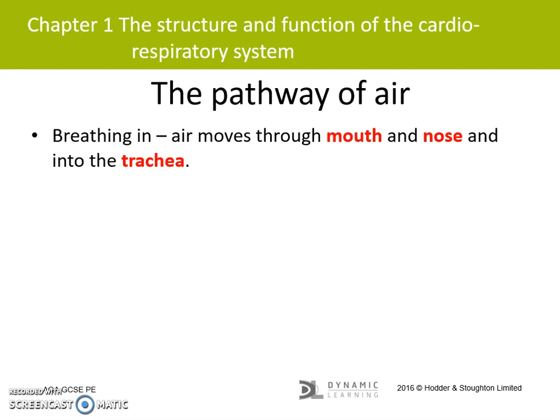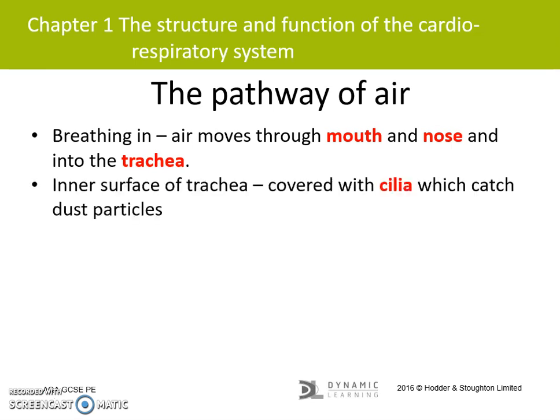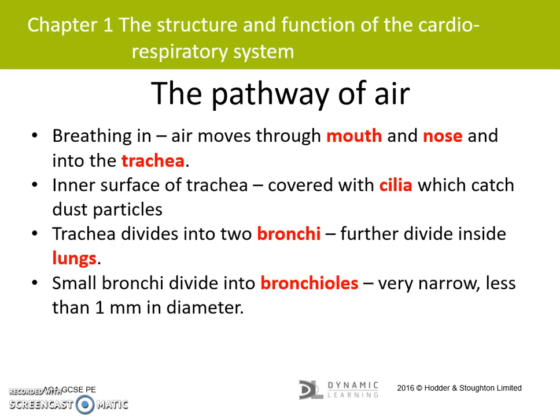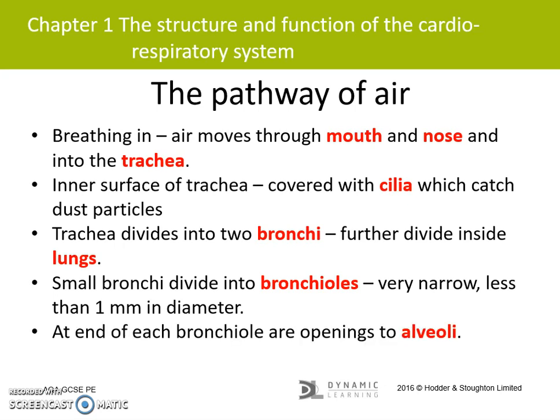The first thing that happens is you breathe in, and the air goes through your mouth and nose and into your trachea. And the inner surface of your trachea is covered with something called cilia, and they catch all of the dust particles and stop them from going down into your lungs. And then the trachea divides into two bronchi, and they further divide inside the lung. And the small bronchi then divide into bronchioles, which are very narrow and less than 1 millimeter in diameter. And at the end of those bronchioles, you have the alveoli.